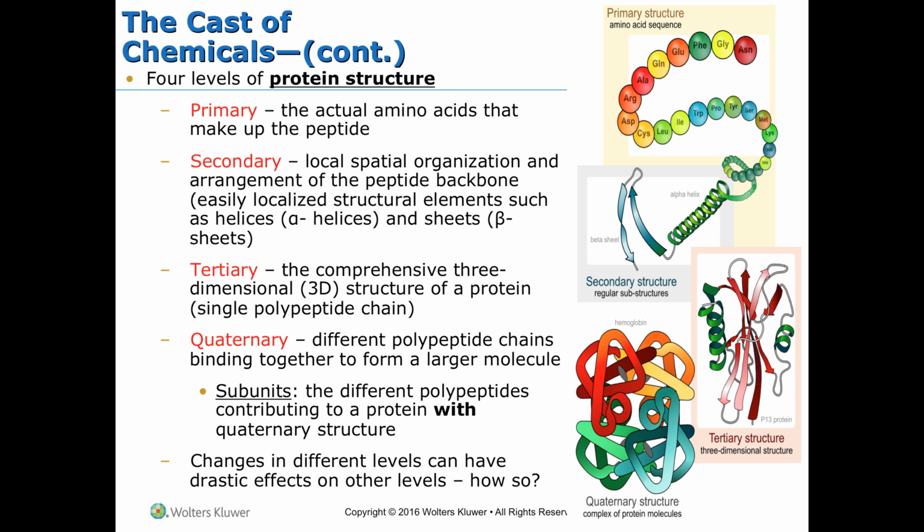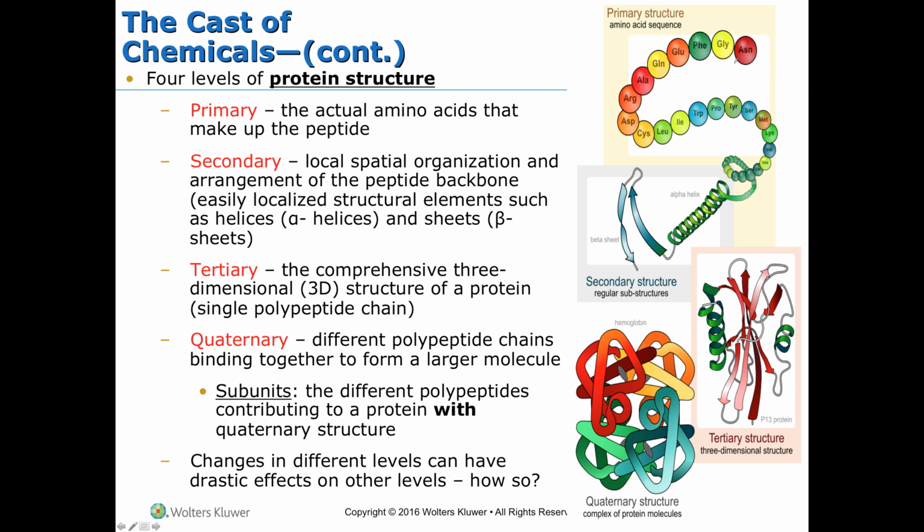So the 4 levels of protein structure are primary, secondary, tertiary, and quaternary structure. The primary level of protein structure is the actual amino acids that make up the peptide. So this is the most basic that you can get. If you're trying to understand what a protein is, the primary level of its structure would be, well, what amino acids actually make it up?